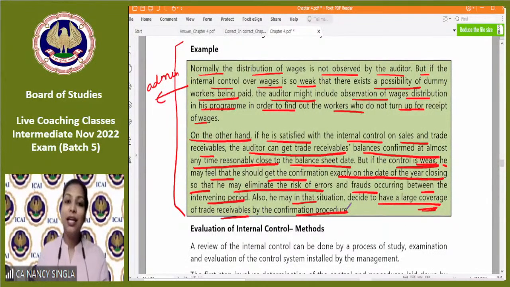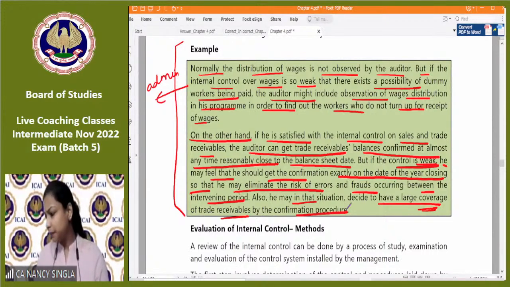So it is not that if the internal control with respect to a particular area is weak, the auditor should not refer to internal control at all. No, for the rest of the areas the auditor can rely, but with respect to that particular area where the internal control is not effective as per the auditor's professional judgment, he can go for extensive checking and pick up a larger sample size, right? He will specifically check the year-end transactions there. Okay? Is it clear?